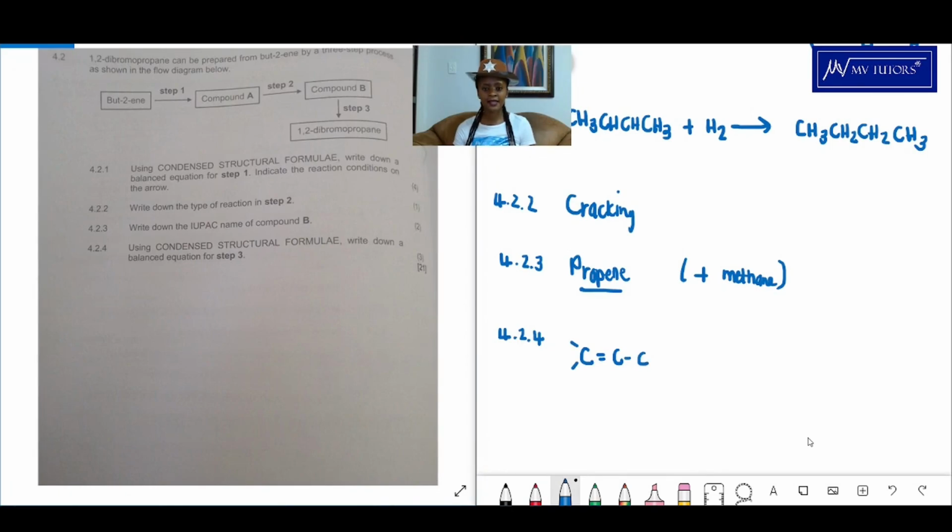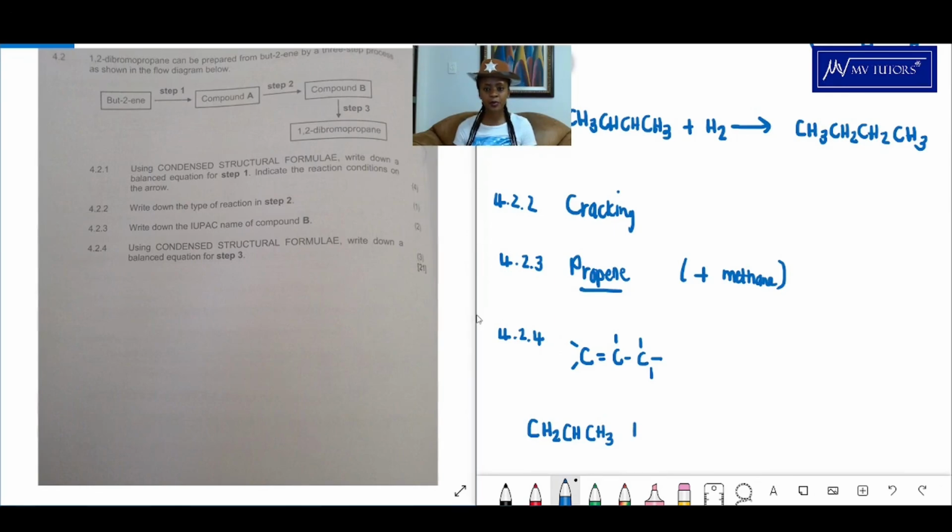So you have that, and that. So the condensed structural formula would be CH2, CH, CH3. Or it would be CH3, CH, CH2. Okay. So write down a balanced equation for step 3.